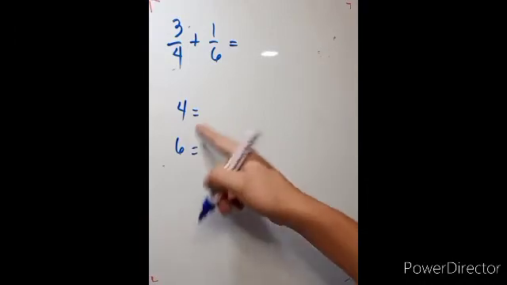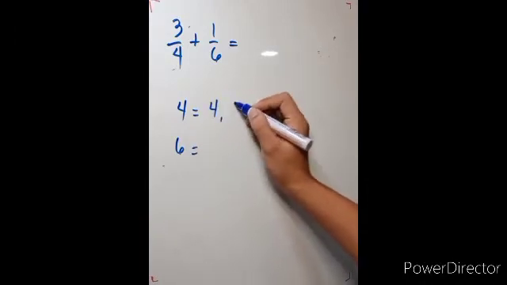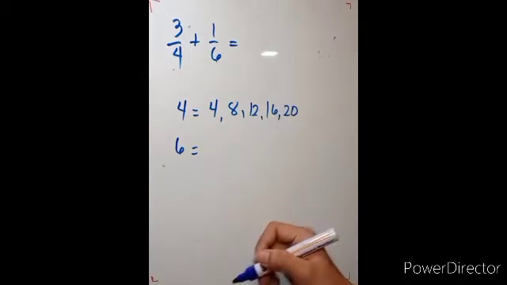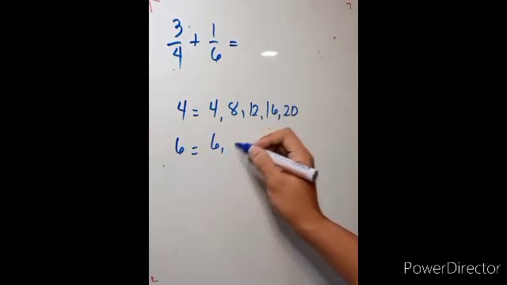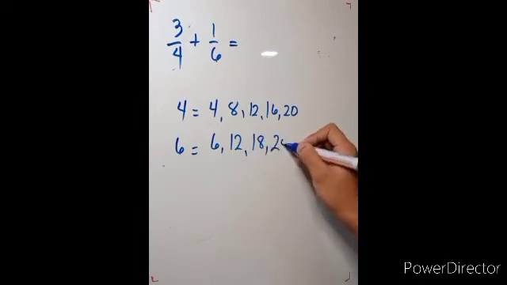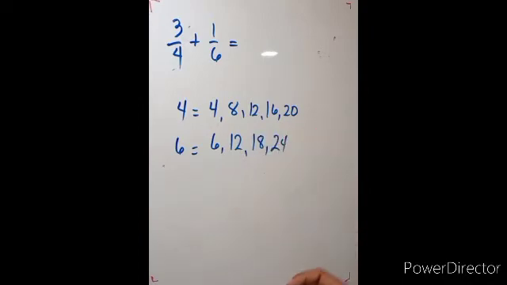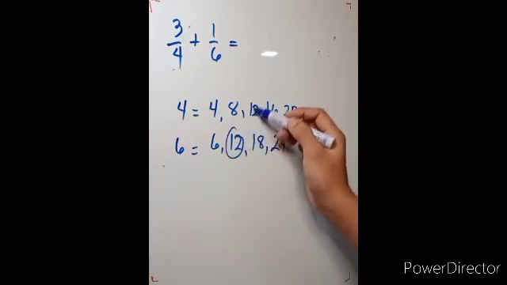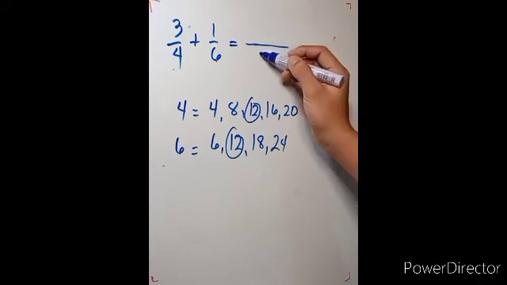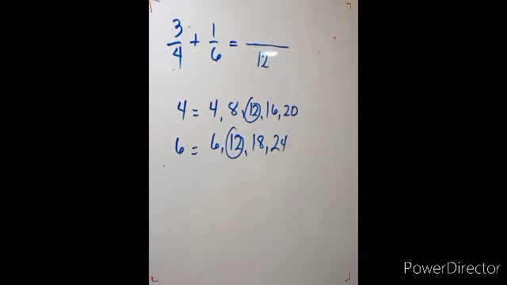So our multiples for 4, we have 4, 8, 12, 16, 20. So for 6, we have 6, 12, 18, 24. So as you can see, the least common multiple is 12. Therefore, we can use 12 as our least common denominator. So we can just write it down like this.